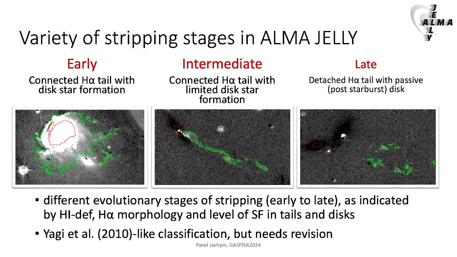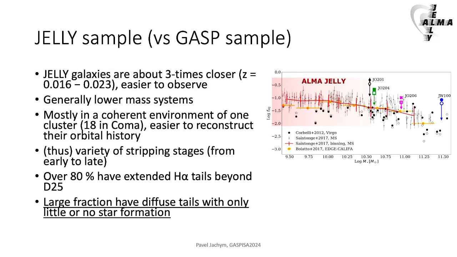Early means you see some asymmetry in the morphology, but most things are still happening in the disk. Then in some intermediate state, not so much is happening in the galaxy, but you see a connected H-alpha emission tail to the main galaxy. And in an even later state, probably no star formation or no H-alpha is taking place in the main galaxy. Everything was stripped, but you still see some tails, some leftovers of the stripped gas. I will go back to that because I have this for a brief comparison to the GASP sample.